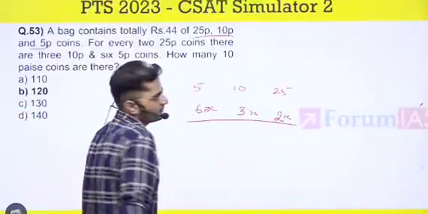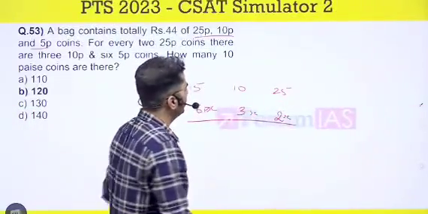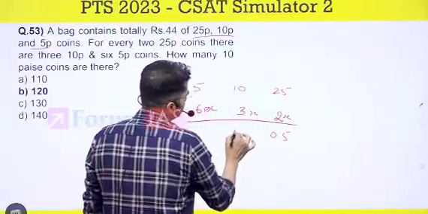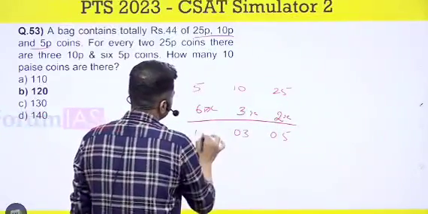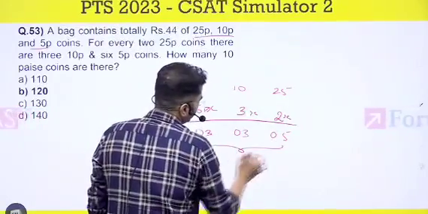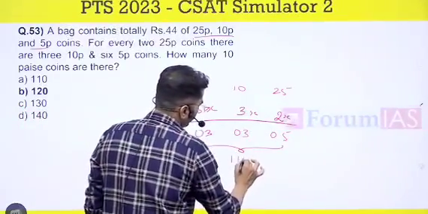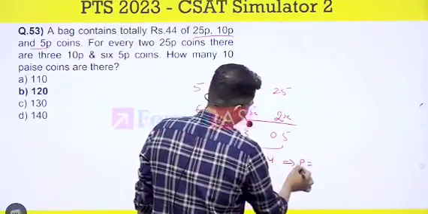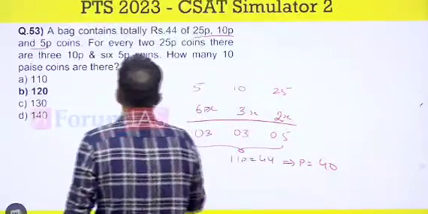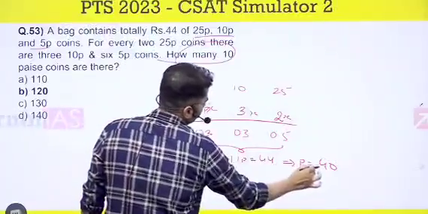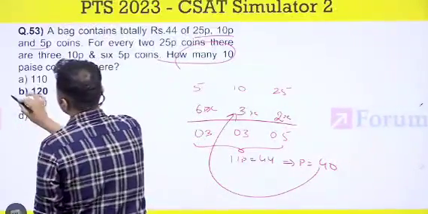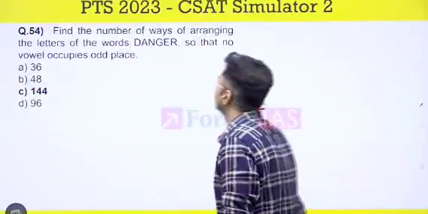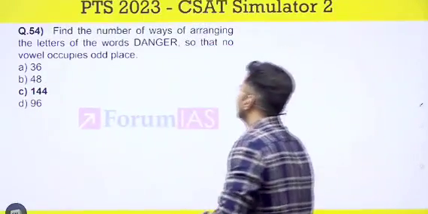So what will be the value of this combined? So this will become 0.5, 25 into 2. This will become 0.3 and this will become 0.3. So if I add this up, I get 6 plus 5, 11. 1.1 part is equal to 44, which implies P is equal to 440. Now they're asking for how many 10 paisa coins? That would be 40 into 3. So the answer would be 120. Answer would be 120.